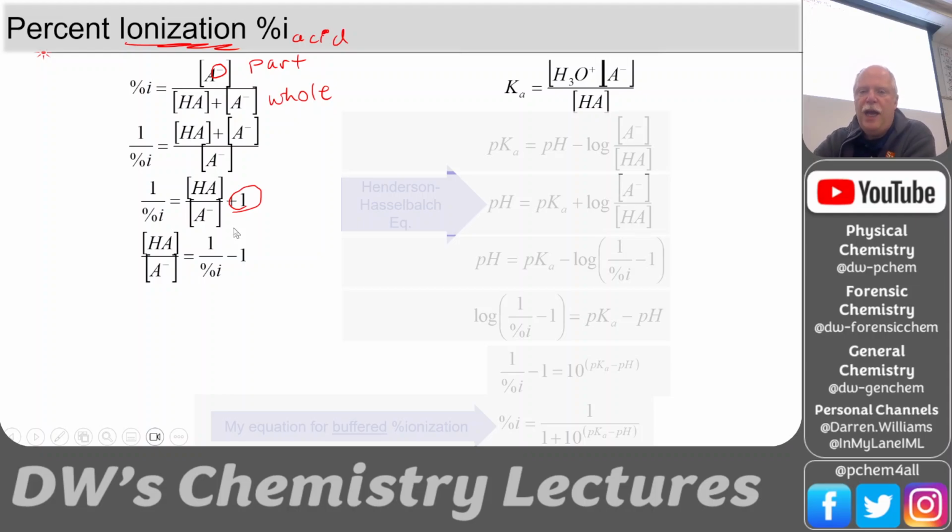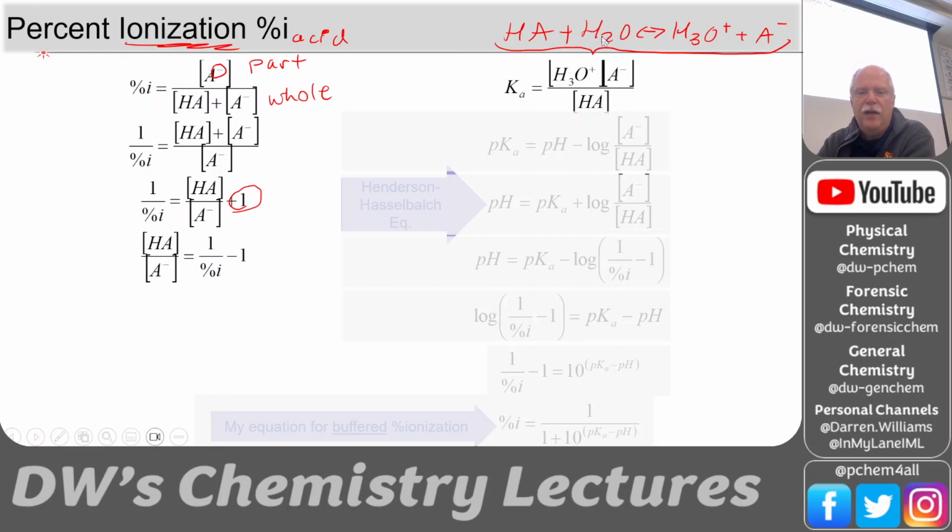Now we have the acid equilibrium constant here, products over reactants. So we have HA plus water in equilibrium with H3O plus A minus. All right, so that acid reaction gives us this equilibrium constant expression. You should be good with that.